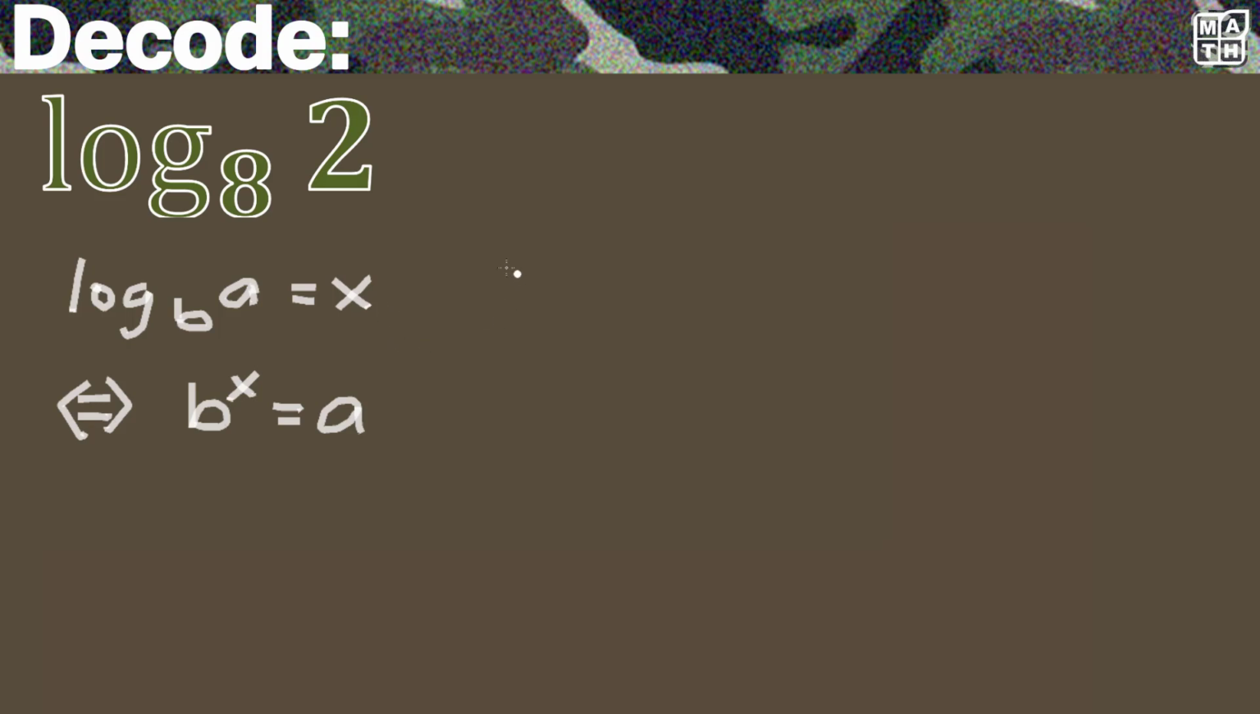So with that, we can write our entire given, the logarithm of 2 to the base 8 is equal to x. And with that, we can come up with this equivalent exponential equation: 8 to the power of x is equal to 2. So now we are going to concern ourselves with solving an equivalent exponential equation.